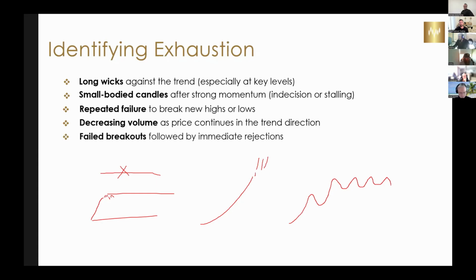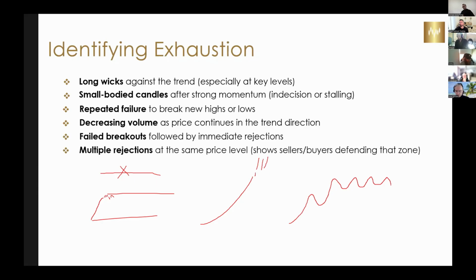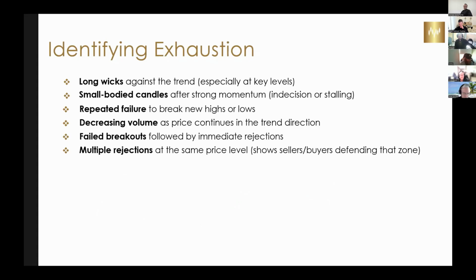Failed breakouts, followed by immediate rejections. Multiple rejections at the same price level show sellers and buyers are defending that zone. Sometimes we just look past a lot of these things and don't take them into consideration. But if price is rejecting a level many times, well, all of a sudden we've started to see players from the opposite team jump in. And it's giving us a bit of a clue, right?